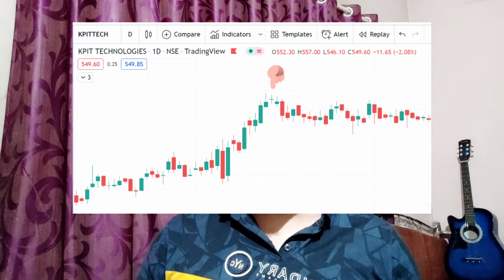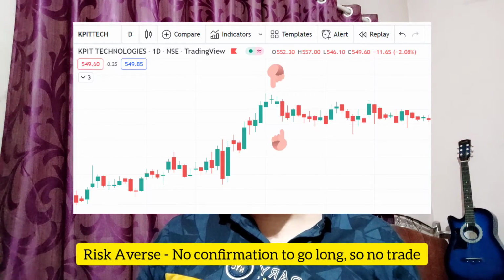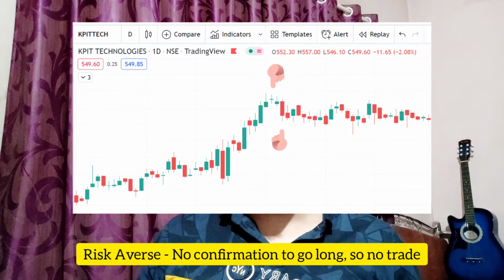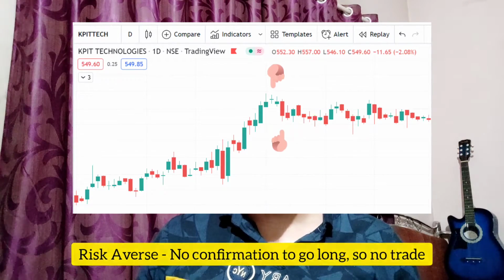So on the other hand, the risk averse trader would have waited for the confirmation, right? So you can see that on the very next day, a big red candle is formed. So he did not enter the trade since there is no confirmation of going long.